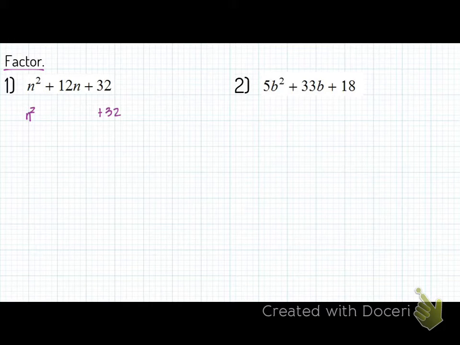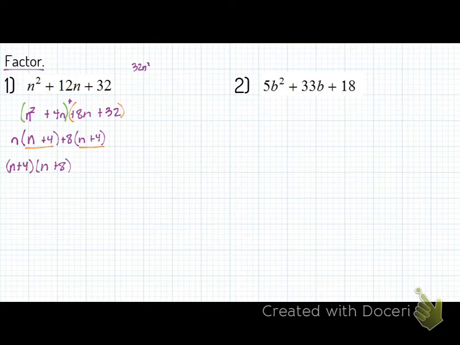Seth, eyes up here. We have to multiply n squared times 32 to figure out what it's equal to. So we got n squared times 32 is 32n squared.